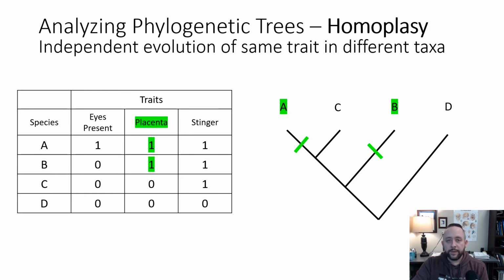Homoplasy is one of the confounding factors that could make this difficult. Let's just say that we're looking at the placenta aspect. Since A and B have that, it could have evolved two different ways at two separate times. That would be an example of convergent evolution, where you've got similar traits developing in two different species that are far removed in relationship on a phylogenetic tree.